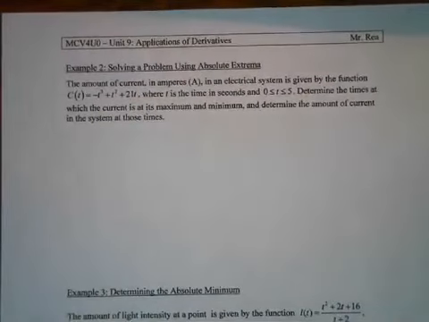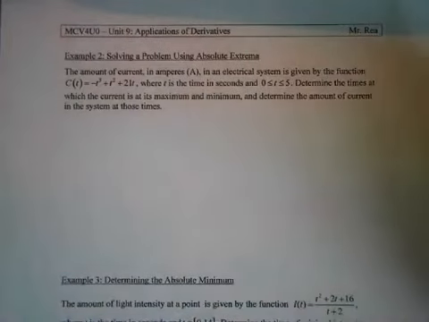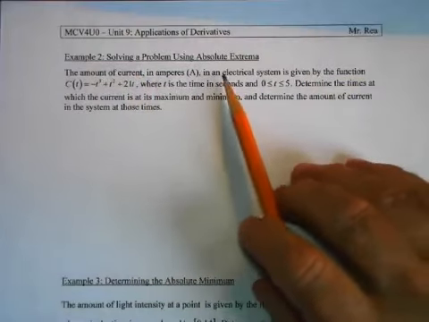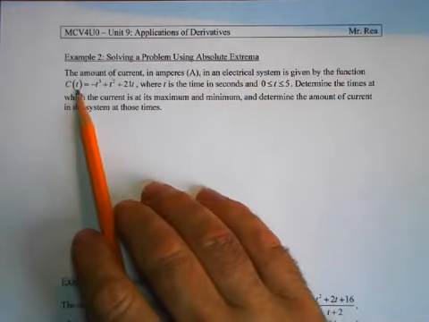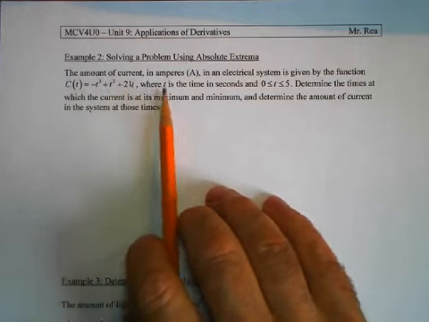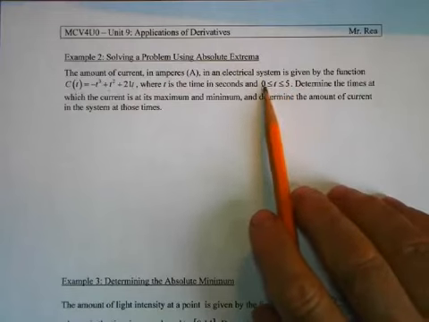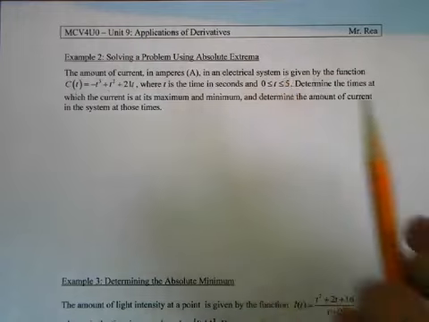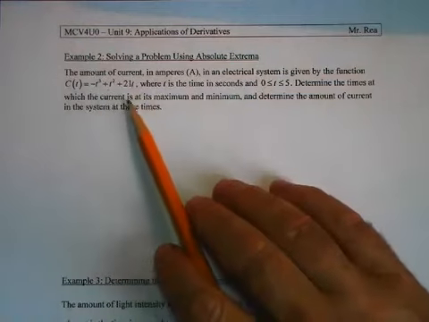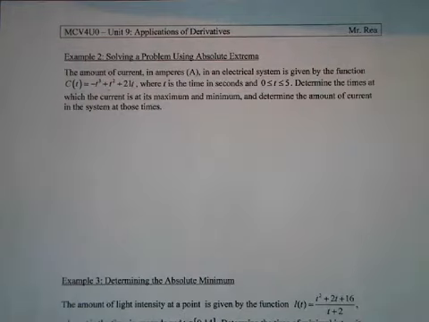All right, now here's a word problem, but it's really not that difficult to read through. The amount of current in amps in an electrical system is given by the function C of t, so that's the amperage based on the time in seconds. You get a cubic here, where t is the time in seconds, and we're interested in the time between 0 and 5 seconds. So the first 5 seconds it's turned on. We want to know, well, actually, you don't know what we want to know yet. Determine the times at which the current is at its maximum and minimum, and determine the amount of current in the system at those times.